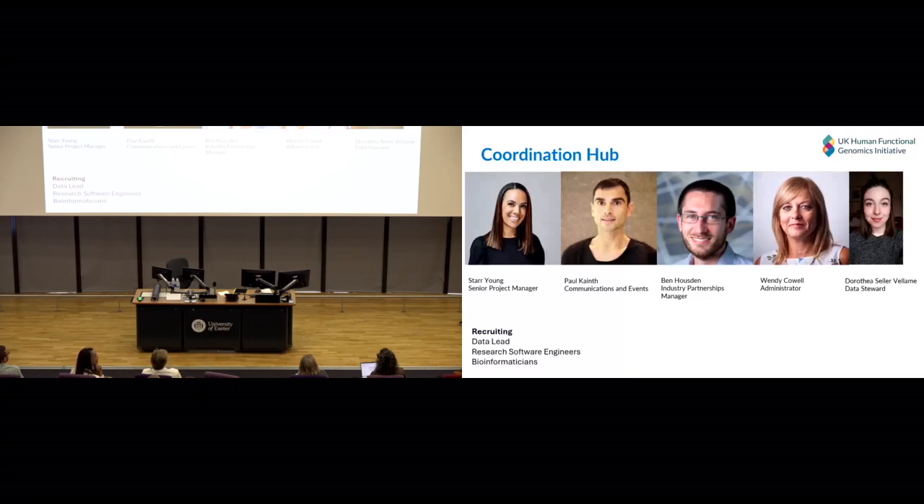Ben is waving there. So Ben is our industrial partnerships manager, really there to try and bridge those collaborative interactions between the work that's going on in the academic labs and commercial partners. Wendy is providing administrative support, and we're really excited that our first member of the Data Coordination Centre is starting next week or the week after, so Taya will be our initial data steward.